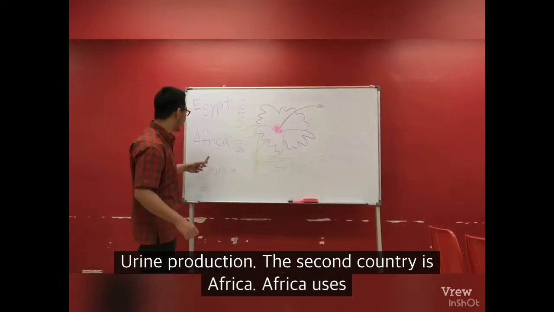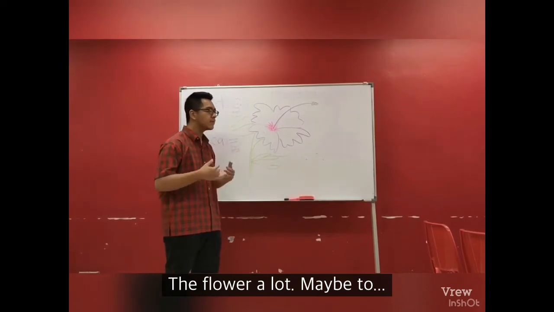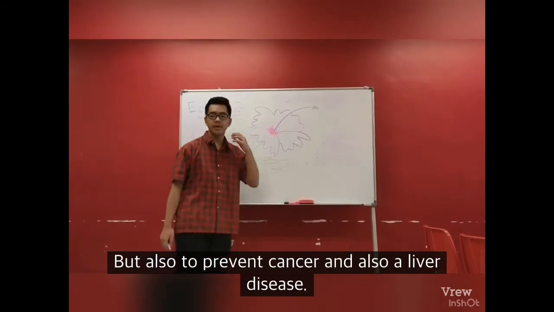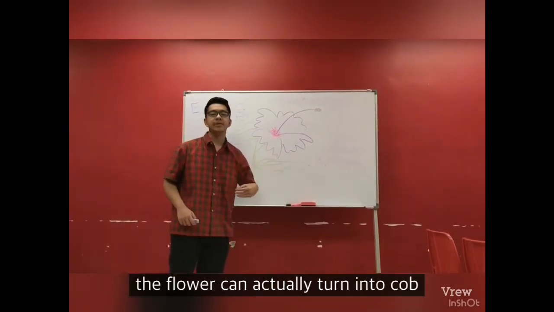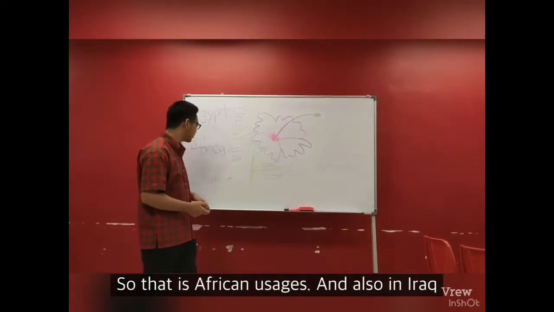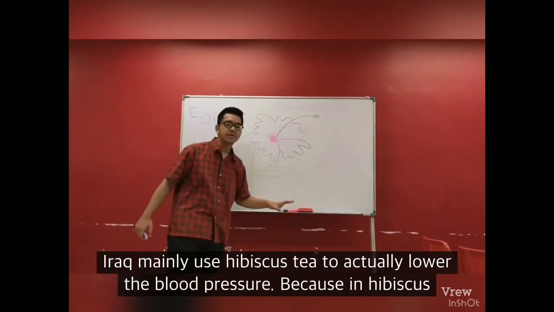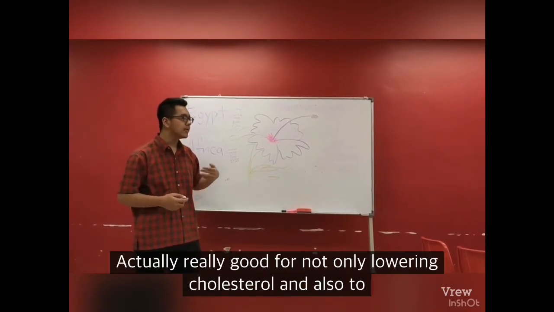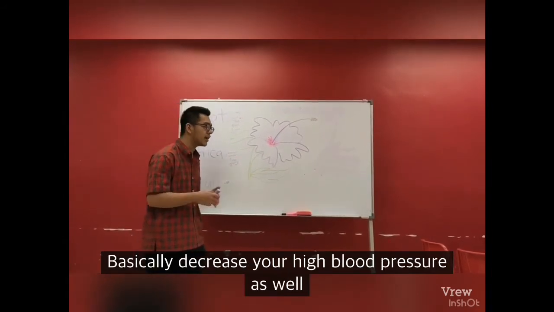The second country is actually Africa. Africa uses the flower a lot, mainly to prevent constipation, but also to prevent cancer and liver disease. But what Africa also uses is that the flower can be turned into pulp, and then that pulp can be applied on the skin to heal wounds as well. So that's Africa's usage, and also in Iran. Iran mainly uses the hibiscus tea to lower the blood pressure, because the hibiscus is really good for not only lowering cholesterol but also decreasing your high blood pressure as well.